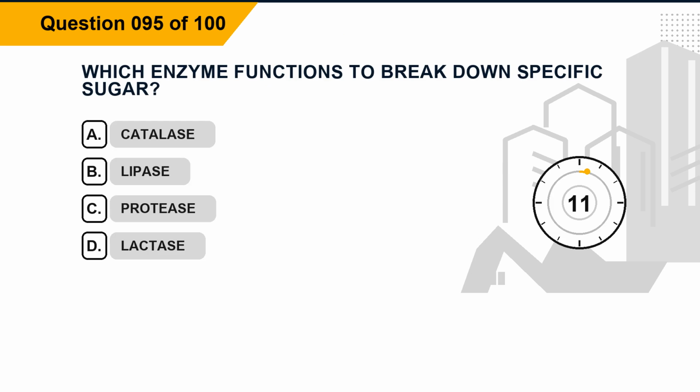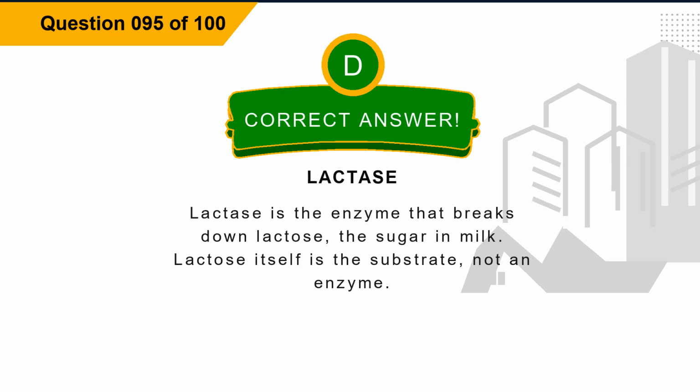Question 95. Which enzyme functions to break down a specific sugar? Option A, catalase. Option B, lipase. Option C, protease. Option D, lactase. The correct answer is option D, lactase.